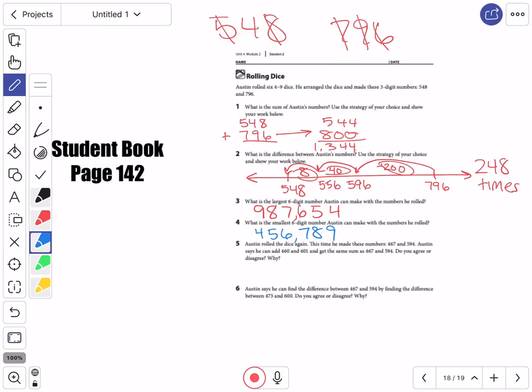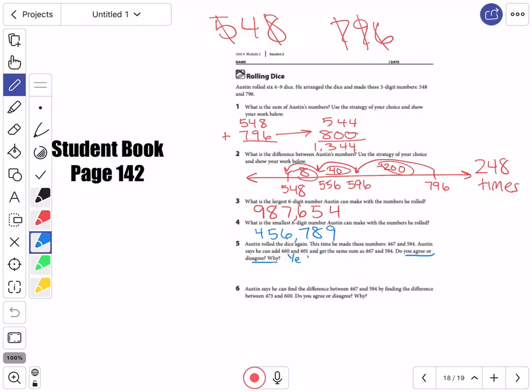Number 5 says, Austin rolled the dice again, and this time he made these numbers, 467 and 594. Austin says he can add 460 and 601 and get the sum of 467 and 594. Do we agree with him or disagree with him, and why? I want you to think about that for just a little bit. Take a little bit of time to think about that.